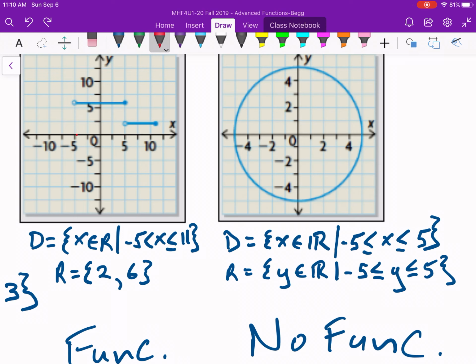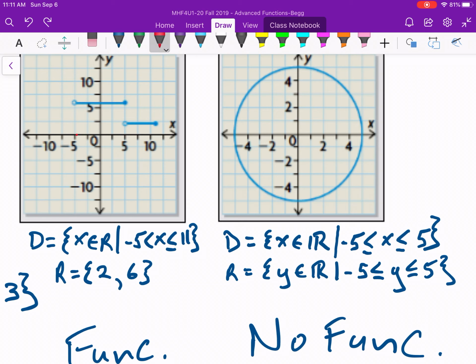The range, now we're just focused on the y values. Even though there's a whole infinite set of points involved here, they all have one of 2 y values. All these points on this line have a y value of 2. All the points on this line segment have a y value of 6. So the range is just those 2 values.